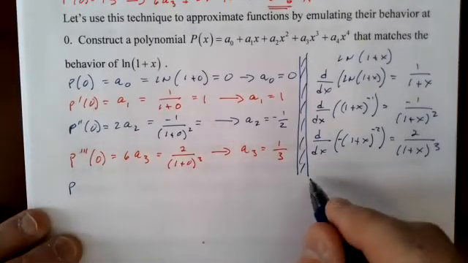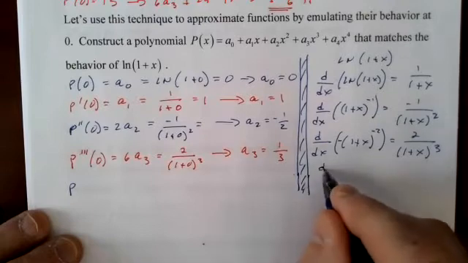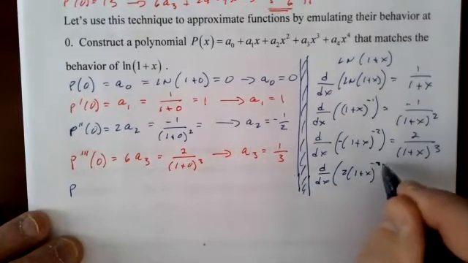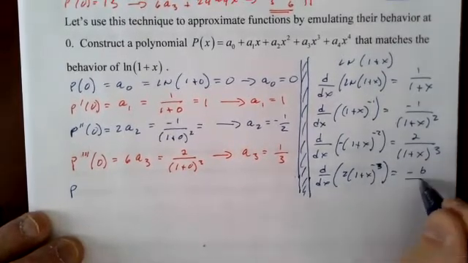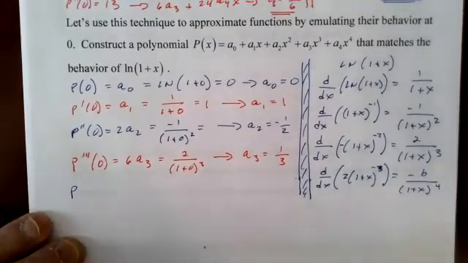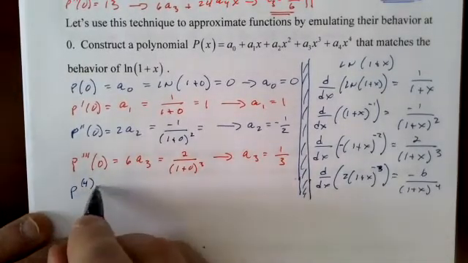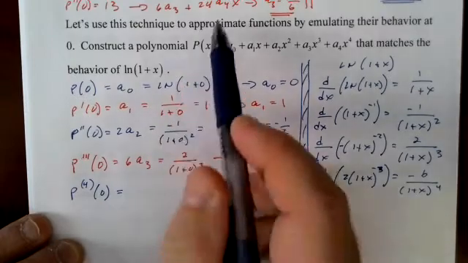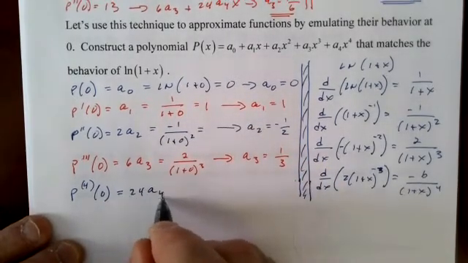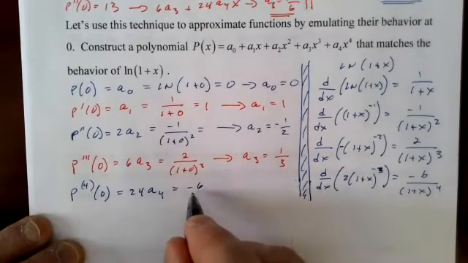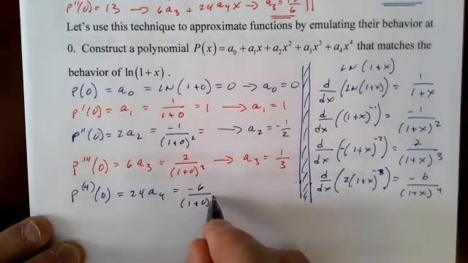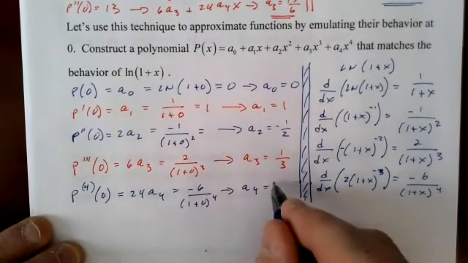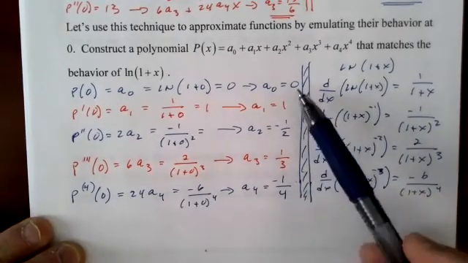Fourth derivative, and I didn't do it yet. The derivative of 1 plus x to the negative third equals negative 6 over 1 plus x to the fourth. The fourth derivative, which is how they write derivatives once they get above 3, equals 24a4, which is negative 6 over 1 plus 0 to the fourth. So a4 equals negative 1/4. I see a pattern.